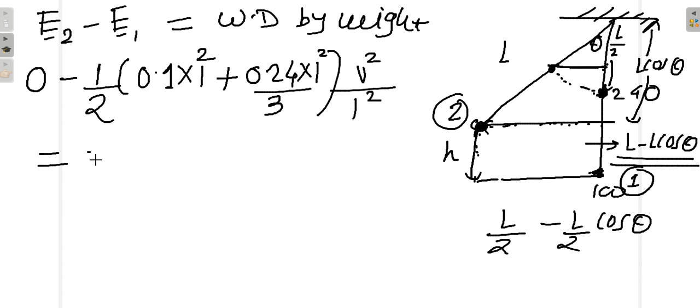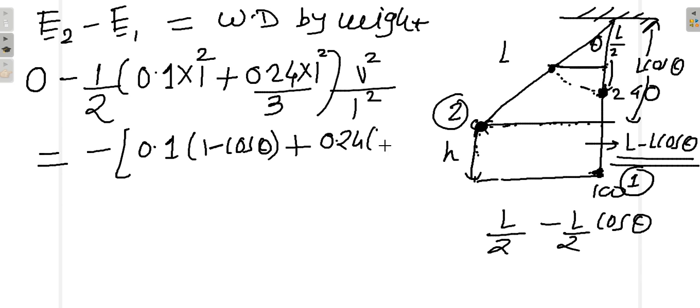Work done by the 100 gram mass will be negative. Work done by 100 gram mass is 0.1 into L minus L cos theta. L is 1 only. And the work done by the 240 gram mass, that is 0.24, will be half of this. Again we can put v square, I think we got the value of v as 2.48. So I have to put v as 2.48 and let us do the calculation. Minus minus will cancel. So we'll have to do a lot of calculations again.